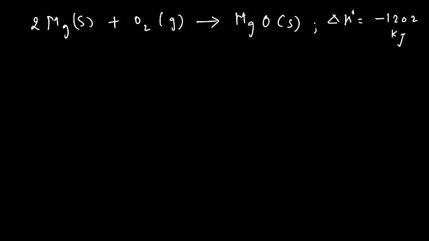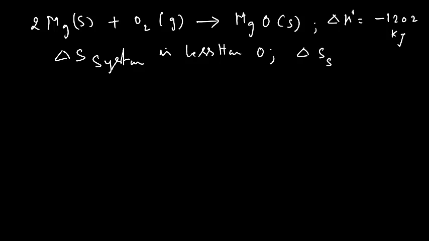Therefore, here as the product is a solid substance, that means the disorderedness or randomness decreases. Therefore, delta S system is less than 0. So here in this reaction, delta S system is given as minus 217 joule per Kelvin. Now, delta H is equal to minus 1202 kilojoule.